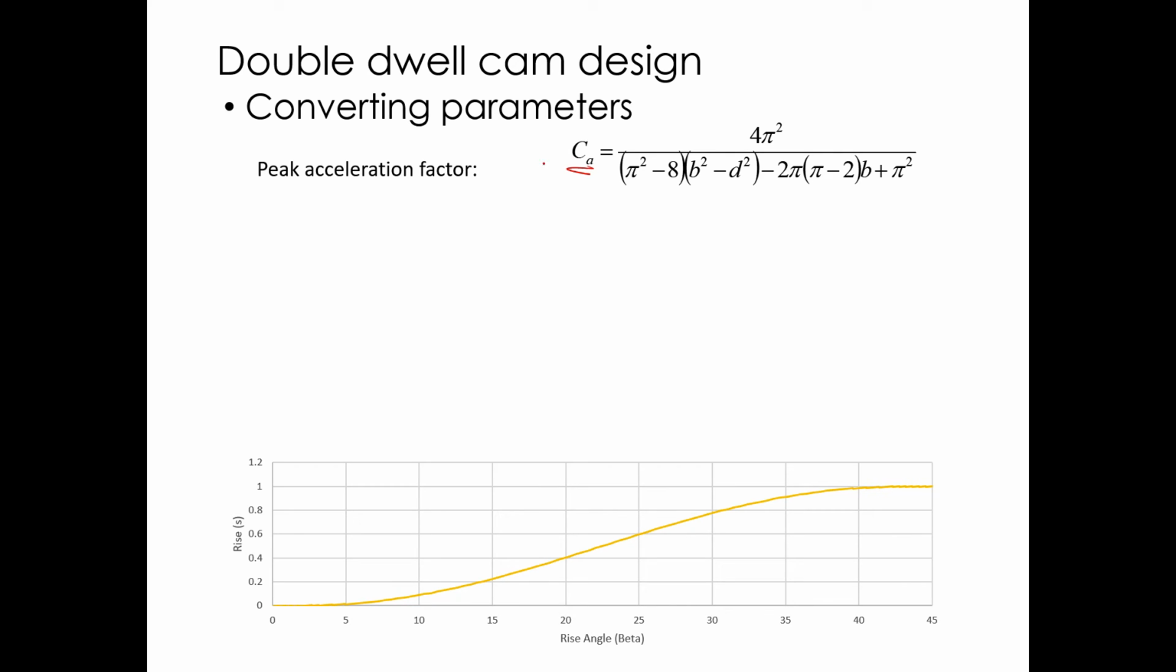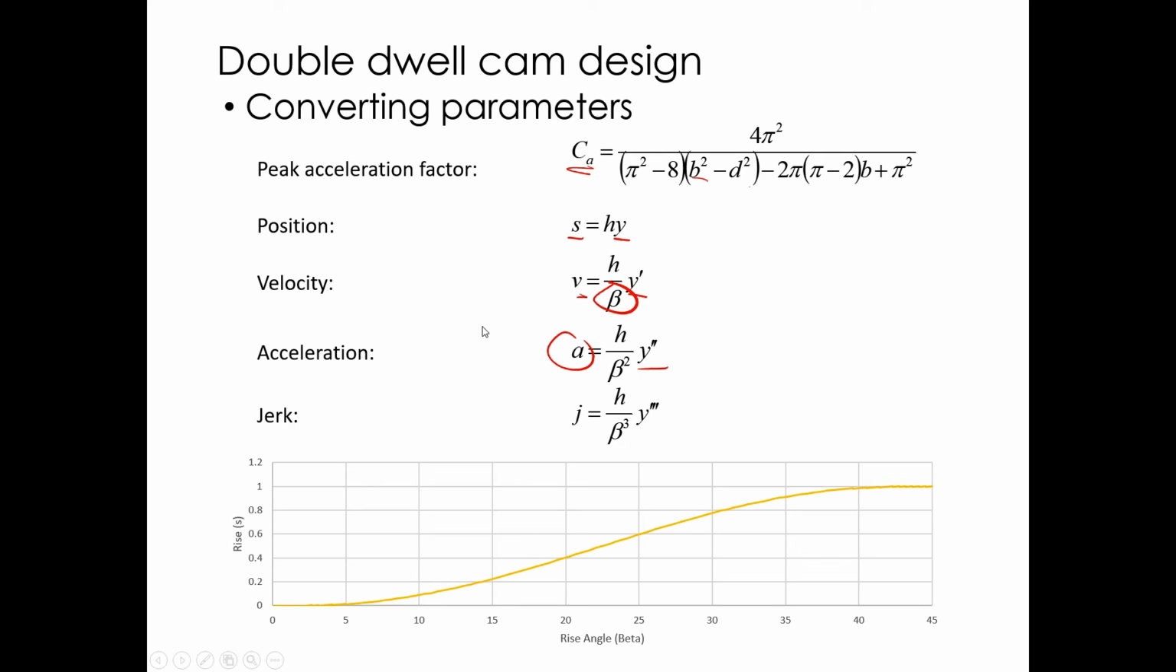Converting parameters, that constant ends up being a combination of these B and D parameters, which I'll talk about what their values are in a second. So I can find that peak acceleration factor. I can change the normalized position y to the actual position by multiplying it by the height. I can change the normalized velocity y prime to the true velocity by multiplying it by h over beta in radians. Acceleration, h over beta squared times normalized acceleration gives us acceleration. Normalized jerk times h over beta cubed gives me the actual jerk.